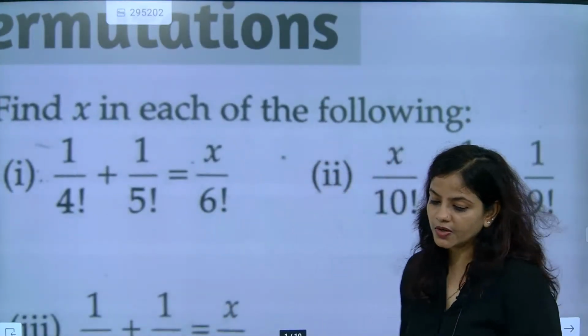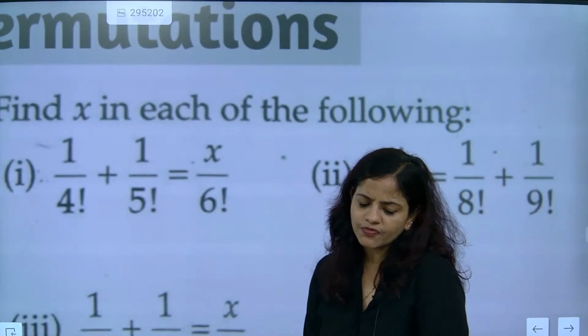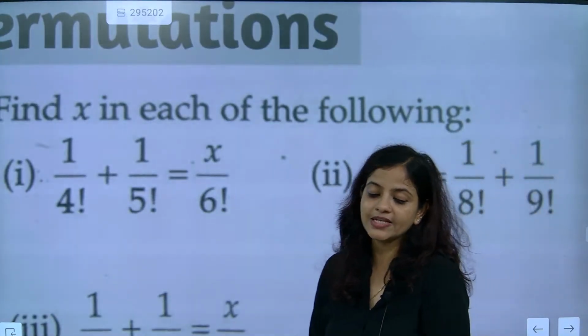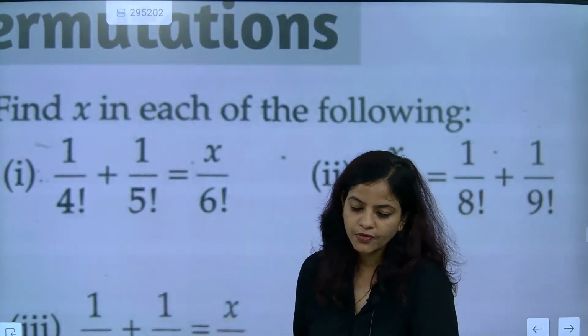First question, try this one out. First question is 1 by 4 factorial plus 1 by 5 factorial is equal to x by 6 factorial. Go for it, please.